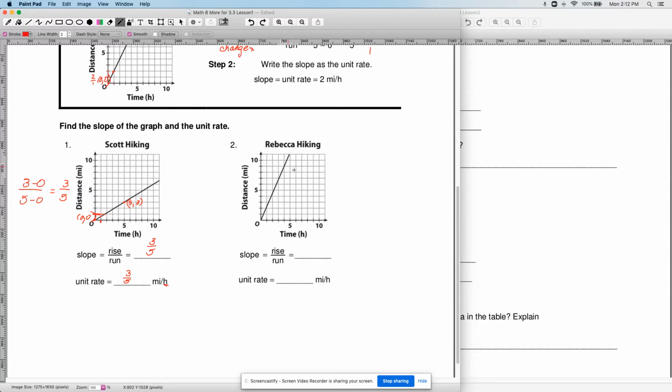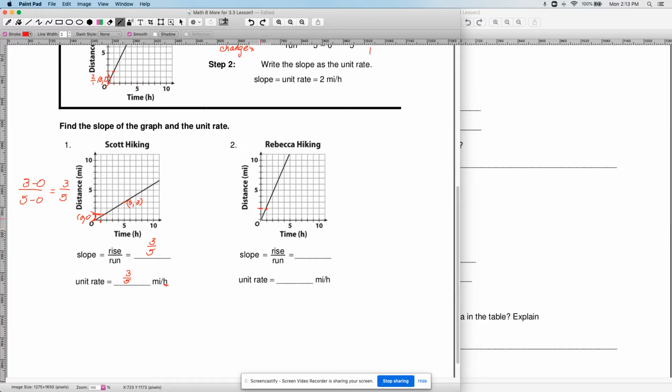And now Rebecca hiking. So it looks like her slope is a lot steeper. That means she's making much better time than Scott is making. It's taking Scott longer to walk the same distance. So let's find an exact point here. It looks like this one is an exact point there. And it means when she walks 1 hour, she is going 2 miles.